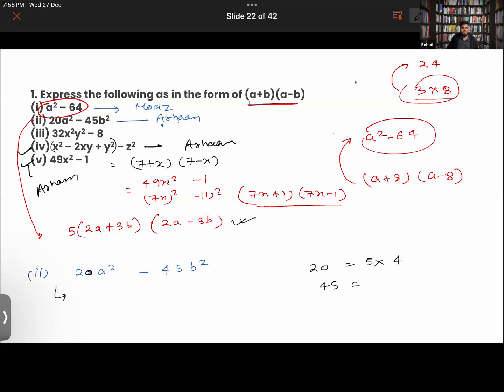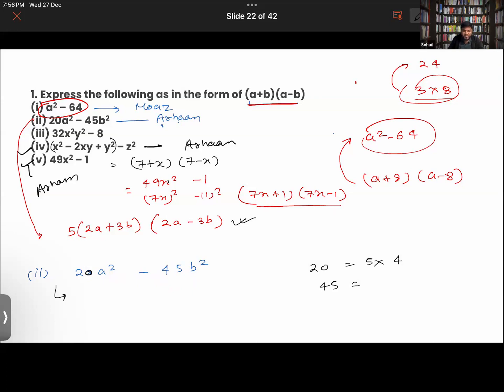Okay, look here. Sometimes a student will think like this is a square, this is b square. Let's do it like a minus b into a plus b. But that is not the correct way to write it. Okay.